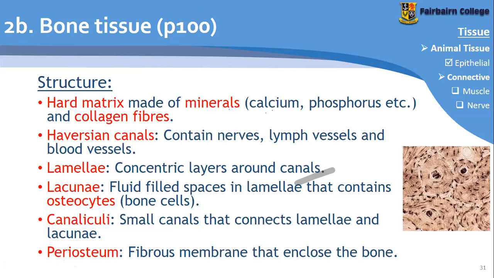The reason that we highlight it here is because it is different from everything else. It is like a fibrous material, whereas the bone is almost like a rock because it is made of minerals. So the periosteum is different from everything else of the bone.